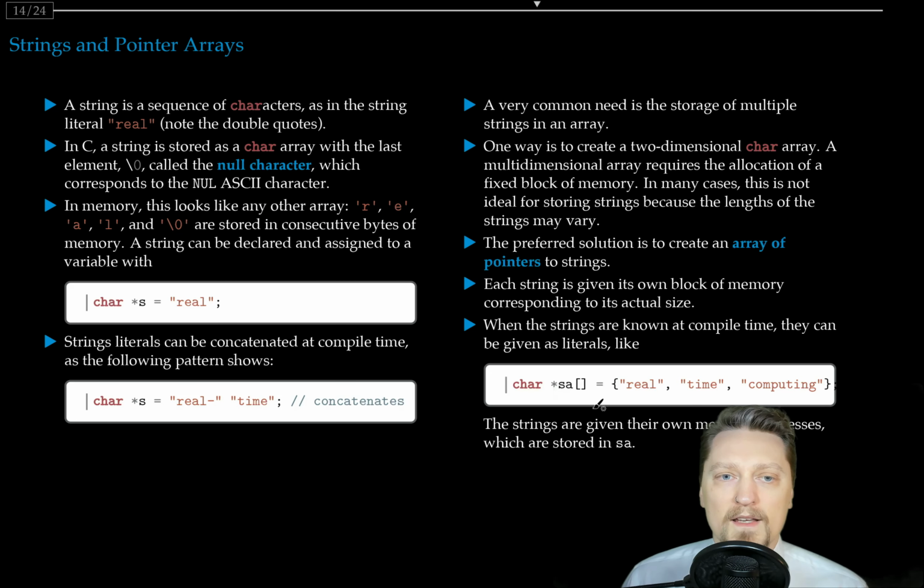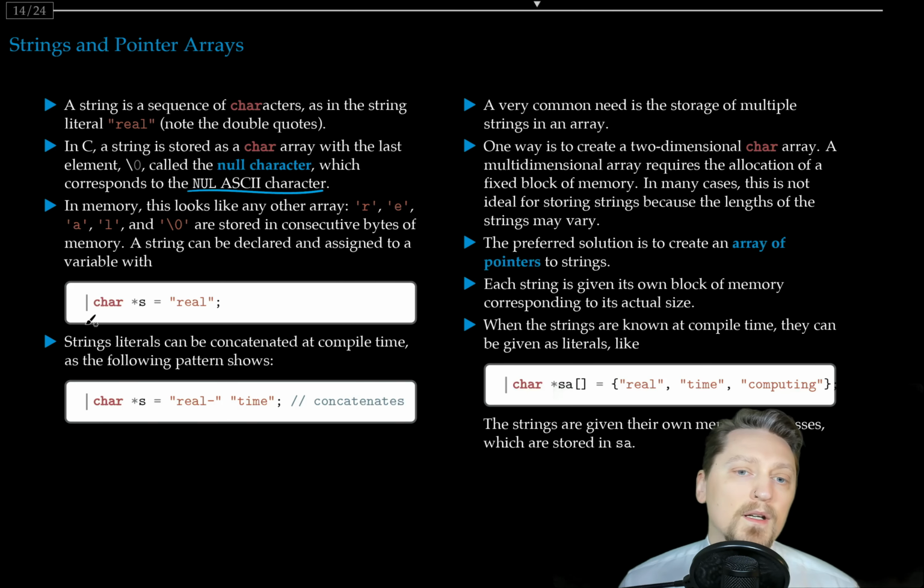Strings and pointer arrays. A string is a sequence of characters, as in the string literal "real". Note the double quotes instead of the single quotes that we used for characters. In C, a string is stored as a character array with the last element being the escape sequence \0, which is called the null character, which corresponds to the null ASCII character. In memory, this looks like any other array. It has characters R, E, A, L, and then the null character. They're stored in consecutive bytes in memory.